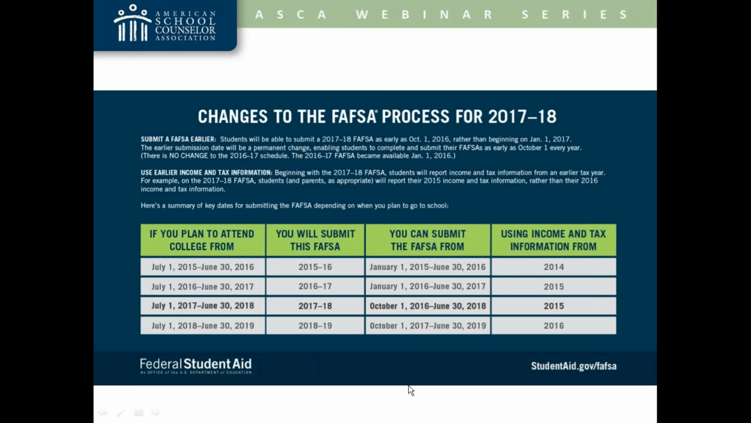This little table just shows in a graphic format what the changes are to the timing. So for instance, if you look at the bold line, the third row down, if a student is planning to attend college at some point between July 1, 2017 and June 30th, 2018, during that school year, they're going to submit the 17-18 FAFSA. They can submit it anytime between October 1st of 2016, last month, and June 30th of 2018, and they're going to use income and tax information from 2015.